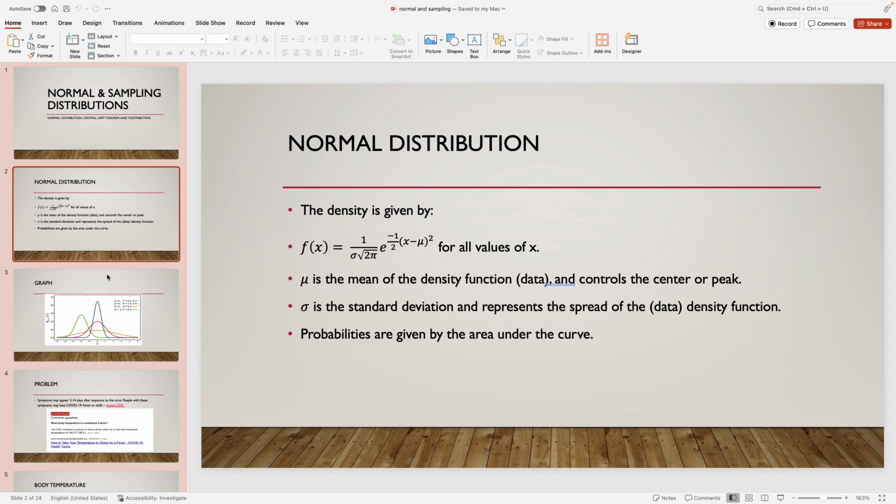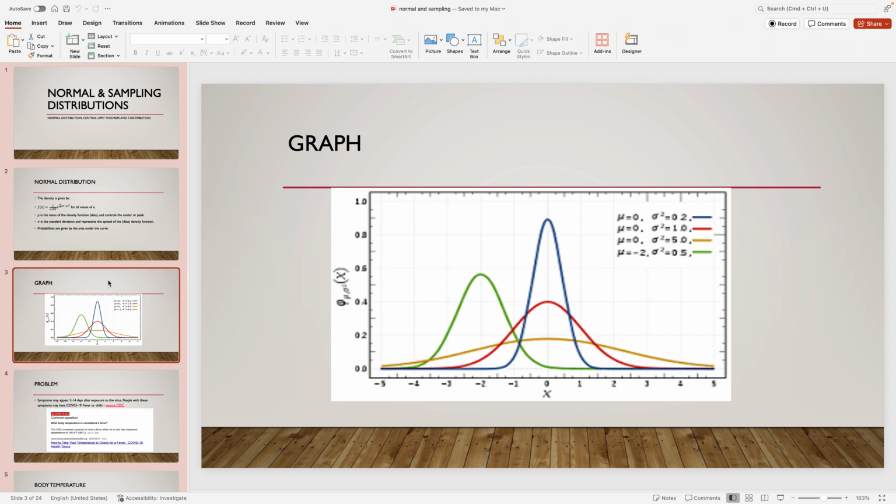and the normal distribution curve looks like this. So you can see that the blue, the red, and the yellow, they all have a mean of 0, so they all line up right here. The green curve, however, has a mean of -2, so its peak occurs at -2. So the mean controls where the peak is, and the three curves, the blue, the red, and the yellow, they all have different variances. So the variance gets larger as the peak starts to decrease. So that indicates there's more spread to the data.